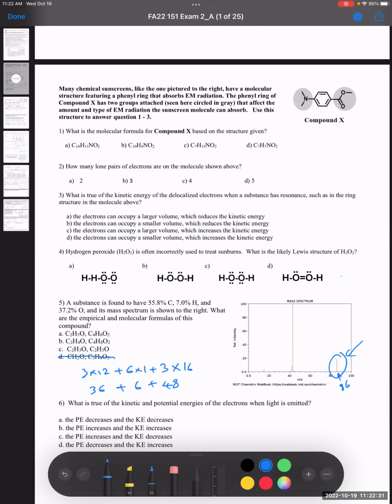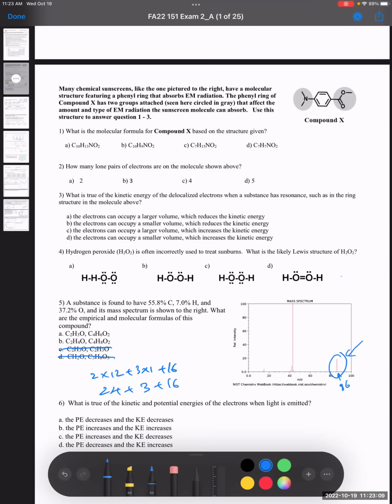Okay, and when it comes to option C, we see that we have C2H3O. That means 2 times 12 plus 3 times 1 plus 16. This is 24 plus 3 plus 16, which is 43, less than 86. This is just half of it. So because we don't have the correct molar mass here, this is out as well.